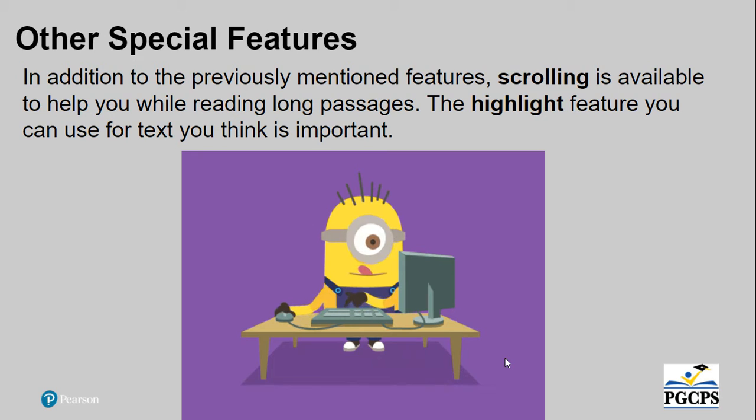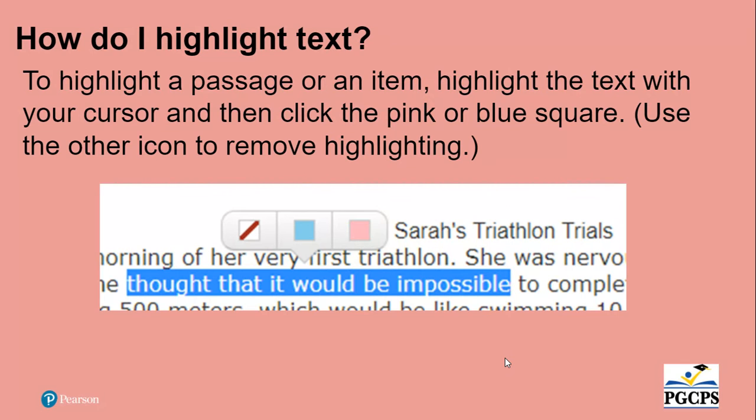Other special features include scrolling and highlighting. Scrolling is available to help you while reading those long passages, and the highlight feature you can use for text that you think is important and can help you answer questions. How do I highlight text? To highlight a passage or an item, highlight the text with your cursor and then click the pink or blue square. Use the other icon to remove highlighting.